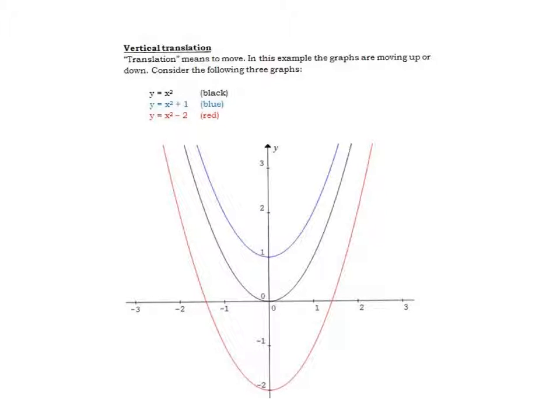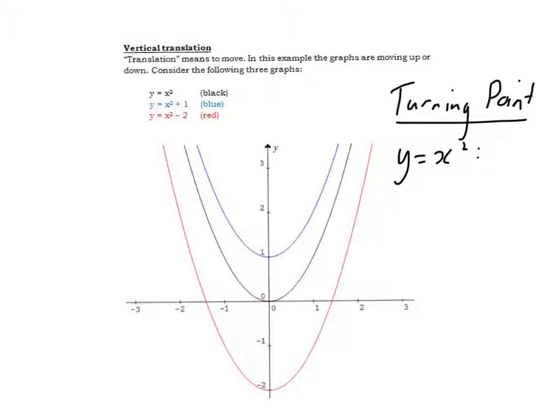Just to emphasize that, let's record the turning points of each graph. The point where it stops going down and starts to go up. So for our original one, the turning point is at 0, 0. Now for the blue graph, the turning point is here, which is 0, 1. And for our red graph, the turning point is down here, which is 0, -2.